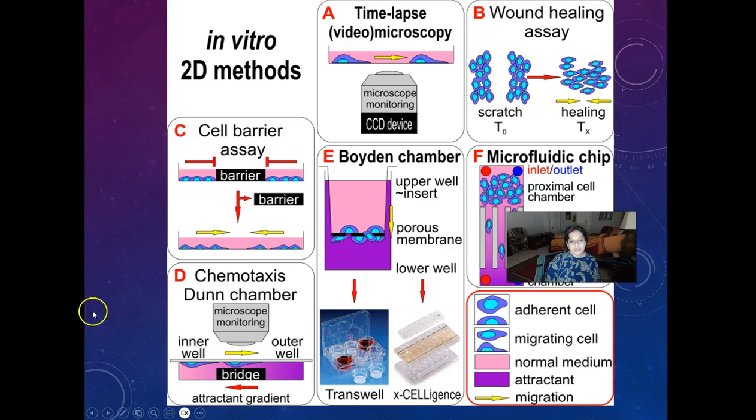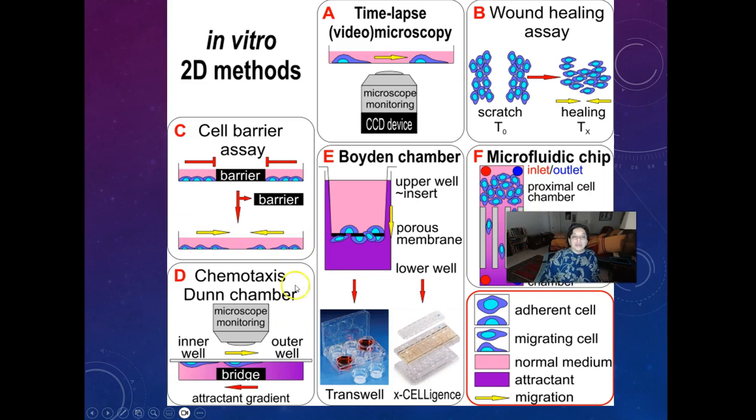You can also do another type of system. There are two different ones that you can do. You can do a cell barrier assay. It's a little bit like your wound healing assay, where you have cells growing and you have a barrier or a break in between, and you examine how long it takes for the cells to breach the barrier and close up the gap.